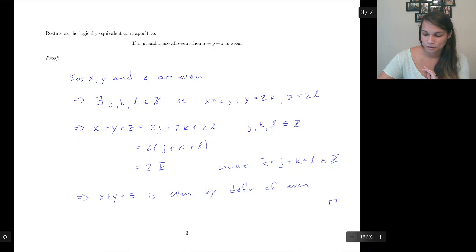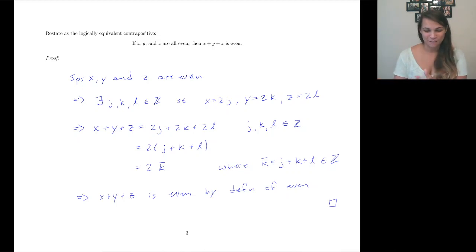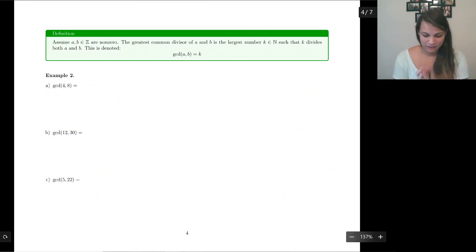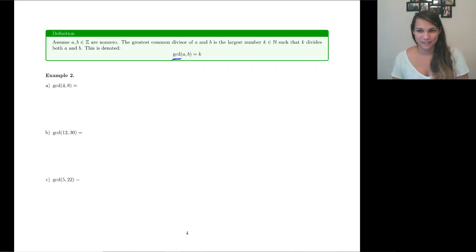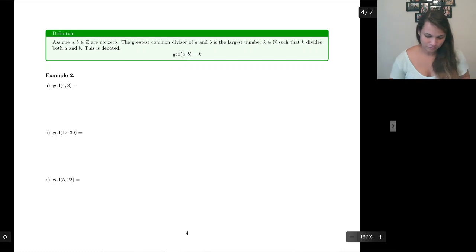Let's introduce new math toys so that we can have more math fun. Specifically, we're going to talk about greatest common divisor. You see this? This says GCD. You're going to want to say greatest common denominator. Don't. It's greatest common divisor.